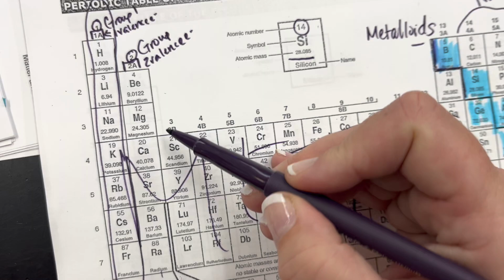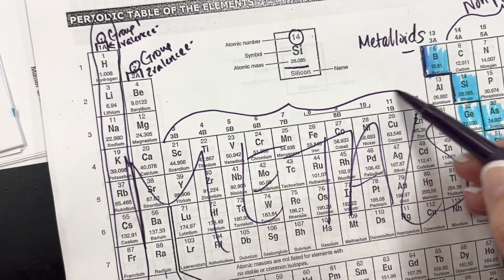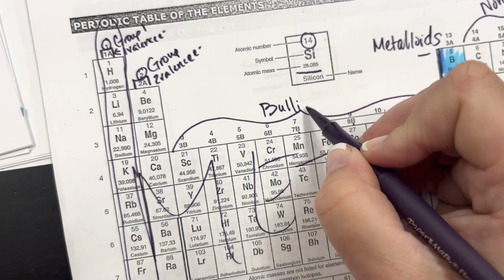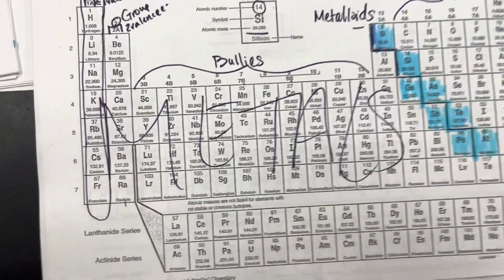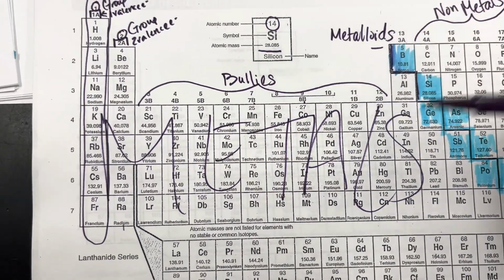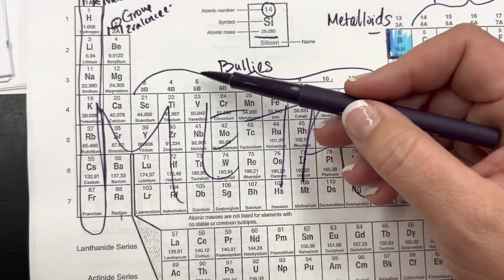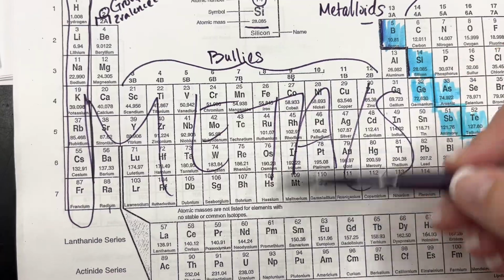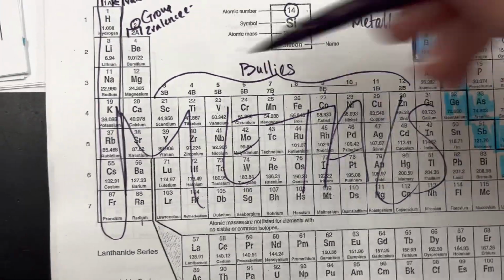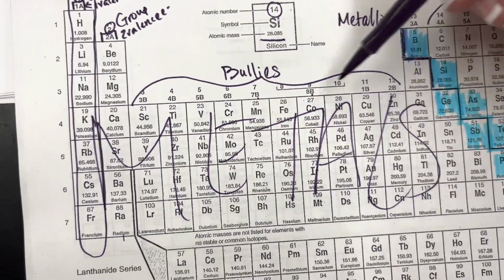So now we've got our bullies. So I told you to remember this B represents bullies because they do not abide by the rules. So that's there. Now this is group 3, group 4, group 5, group 6, group 7, group 8, group 9, group 10, group 11, group 12. Now, those are all the groups, but they don't abide by the rules, so they're bullies.